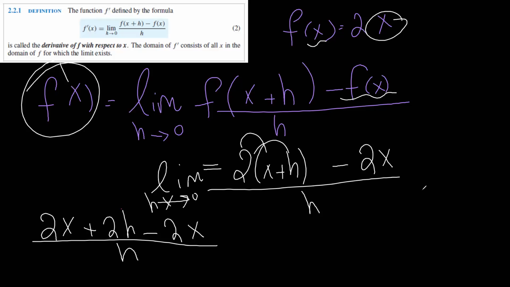If you see this one, f prime of x, this means the derivative of f with respect to x. F prime of x means the derivative of the function. F of x is my old function. The derivative of the function is f prime of x.